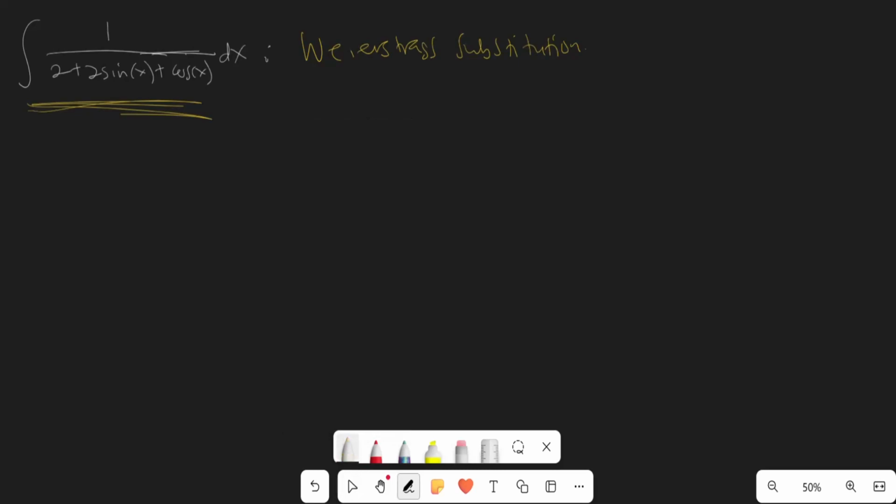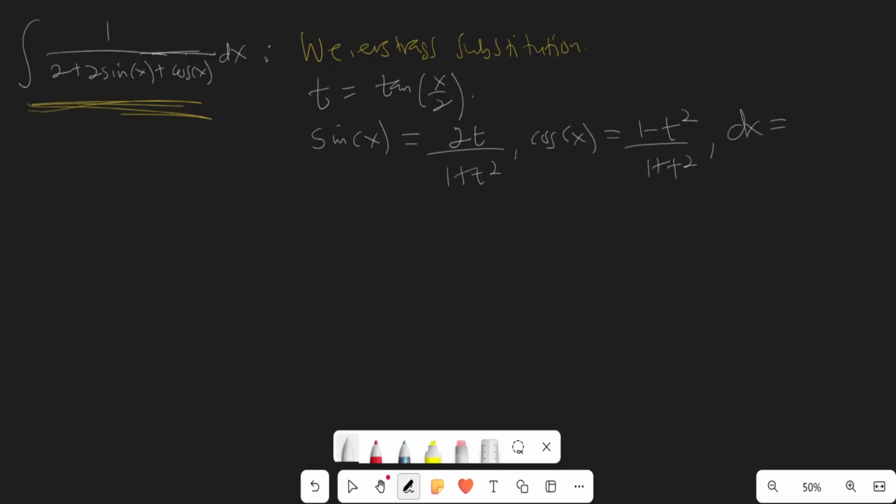Weierstrass is using the substitution t equal to tan of x over 2 and sine of x equal to 2t over 1 plus t squared. Cosine of x is equal to 1 minus t squared over 1 plus t squared, and then dx is equal to 2 over 1 plus t squared dt. This is the Weierstrass substitution.